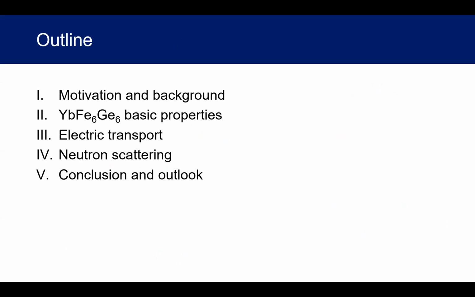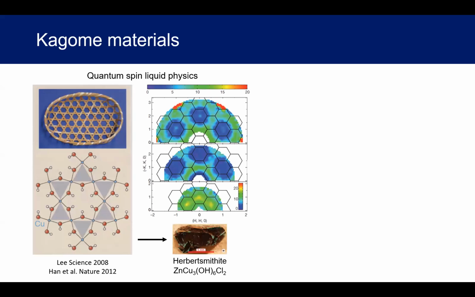In the following, I will first briefly show you the background of this research. Then we'll focus on this ytterbium iron germanium kagome magnet, and I will show you the electric transport and neutron scattering results. Finally, I will make some conclusions and list the outlooks for future studies.